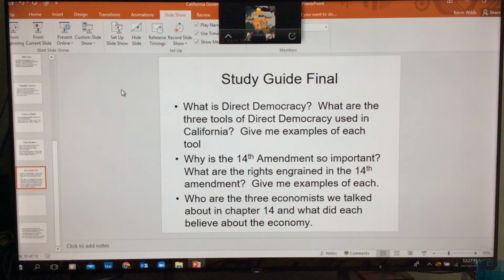Alright, welcome to the final study guide. So this is on the final. Finals, just like all the other tests, 50 multiple choice, one essay question. It'll just cover the last few chapters that we went over. So want to go over these three. These three will be on the test.